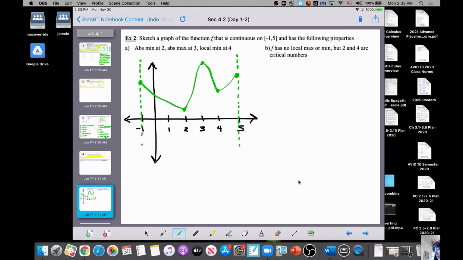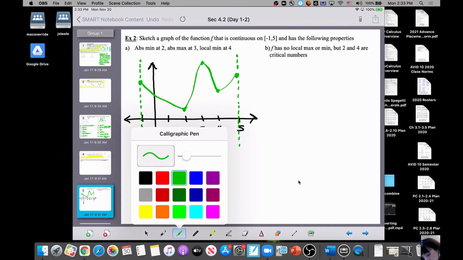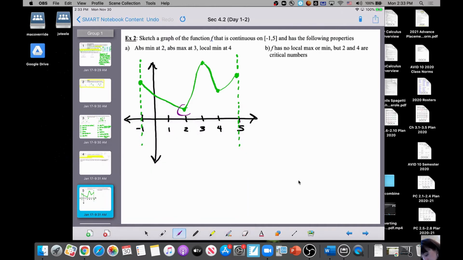I have just produced a sketch of a function that is continuous on the interval from -1 to 5 and meets the given criteria. An absolute minimum at 2, right? This right here is definitely the lowest point on the graph. An absolute maximum at 3, that's definitely the highest point on the graph. A local minimum at 4, lower than points on the left side and the right side. And the endpoints are nothing because they are not our absolutes in this case.